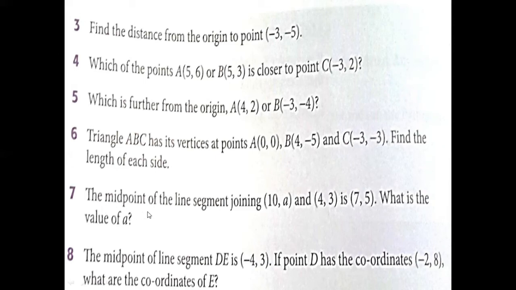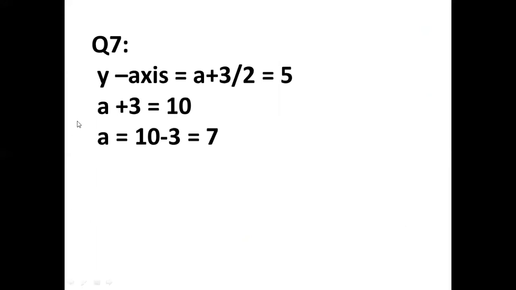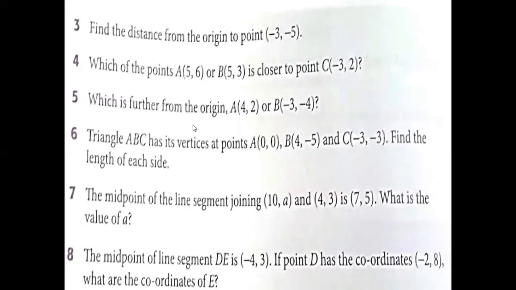Now question number 7, the midpoint of the line segment joining these two points is 7 and 5. What is the value of A? As you know, A is in the position of the y-axis, so I'm finding the midpoint of y. A plus 3 divided by 2 equals 5. When 2 goes to the other side, it's multiplied, so 5 multiplied by 2 is 10, and here only A plus 3 equals 10 is left. Now when I send this 3 to the other side, it equals 7. So here is my answer.